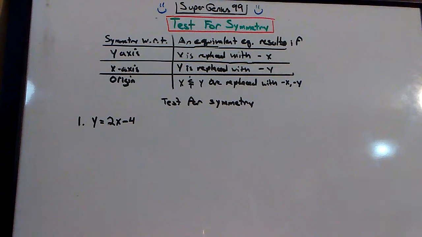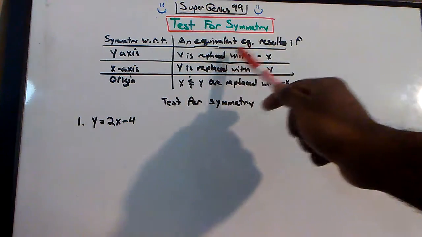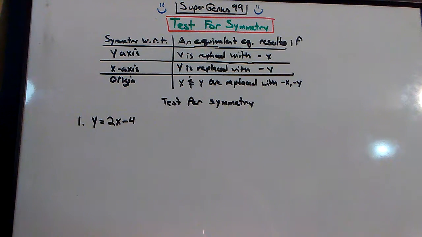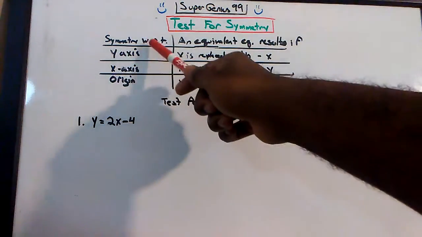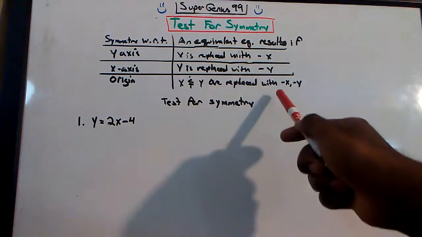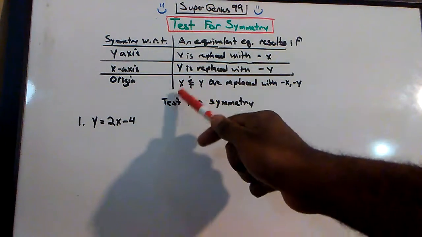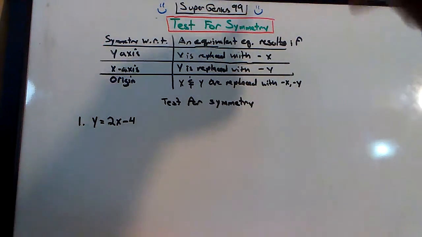Okay, so when we're testing for symmetry with respect to the y-axis, an equivalent equation results when x is replaced with the negative x. And we're going to work examples here. So basically you replace x with the negative x. If you get the same equation, that means it's symmetric to the y-axis. Symmetry with respect to the x-axis is true if, when you replace y with the negative y, you get the same equation. And something is symmetrical to the origin if you replace both your x with the negative x and your y with the negative y, and you get the same equation.